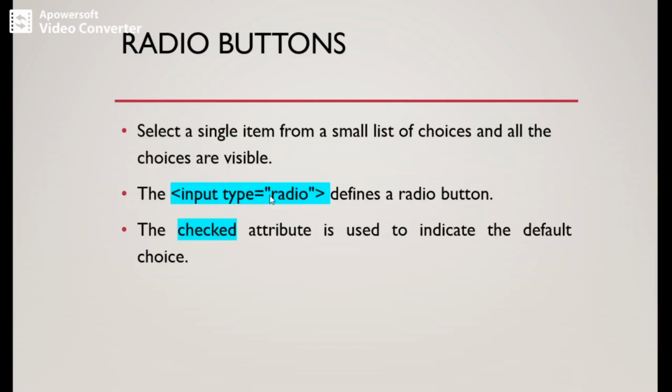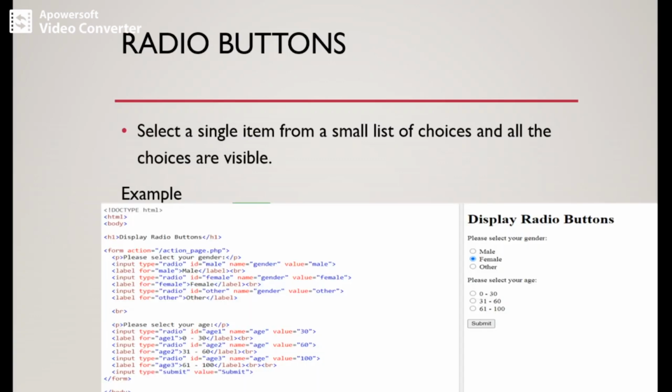Okay. So here you have to define a radio button using input type is equal to radio. Means it defines a radio button. And again, checked attribute if you use, it is used to indicate the default choice. Now see here, you have one example here. Radio buttons. These are all radio buttons. So here this radio button has been selected. Only one you can select, no?